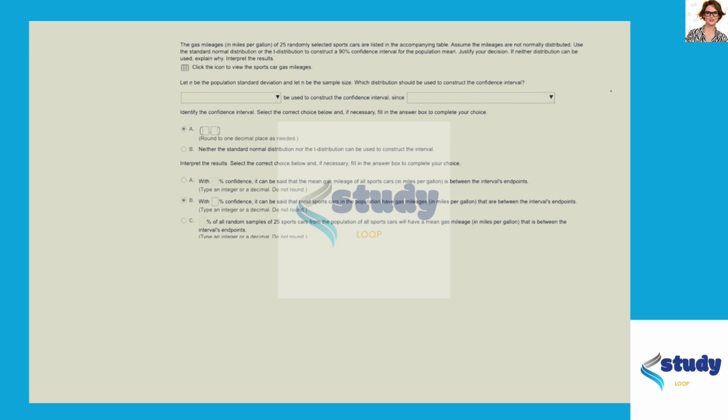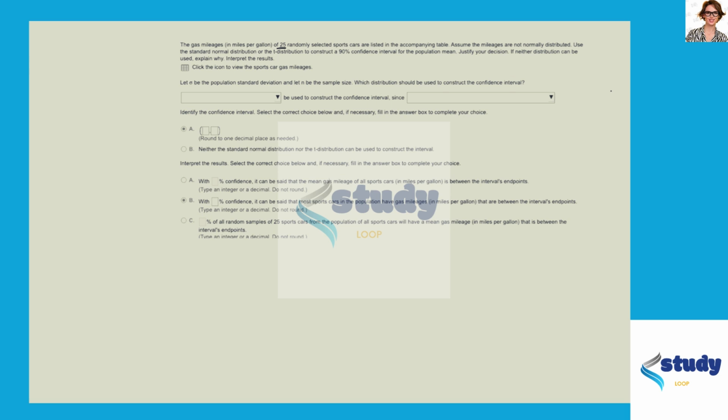Okay, so I see that you need help with this question, and it says the gas miles in miles per gallon of 25 randomly selected sports cars are listed in the accompanying table. Assume the mileages are not normally distributed. Use the standard normal distribution or the t distribution to construct a 90% confidence interval for the population mean. Justify your answer. If neither distribution can be used, explain why.